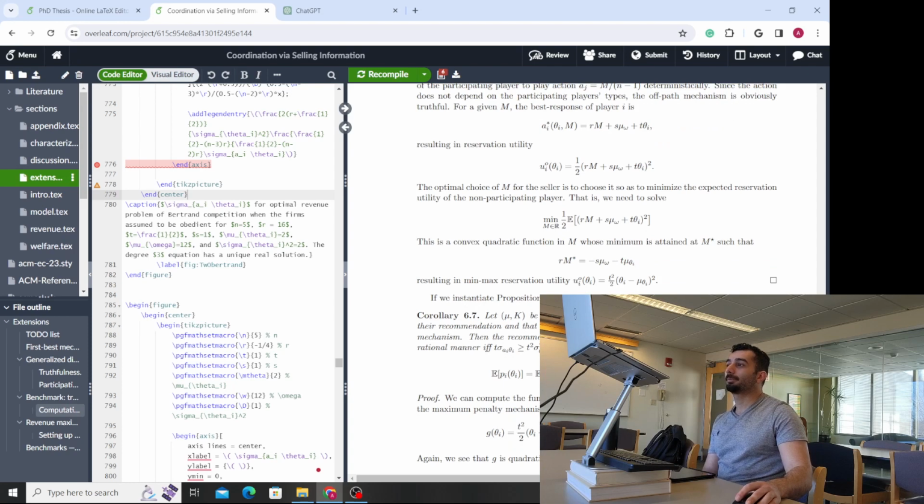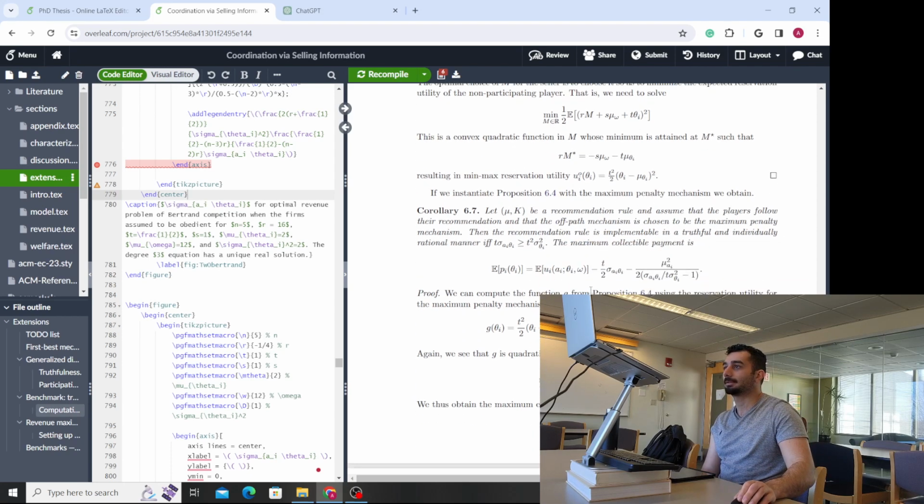We instantiate proposition 6.4 with the maximum penalty mechanism. We obtain maximum penalty. Let mu k be the recommendation rule, players follow the recommendation, and the off-path mechanism is chosen to be the maximum penalty mechanism. Then the recommendation rule is implementable in a truthful and individually rational manner if the mechanism's collectible payment is this, which is the same payment I have, right?